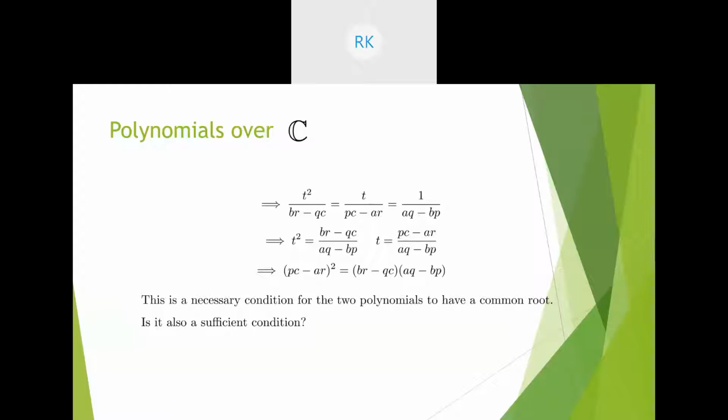So what do you think? Should it be a sufficient condition? Like just think about reversing the steps. I mean, how can you reverse the steps? Like from PC minus AR square equal to BR minus QC into AQ minus BP, how can you get this AT square plus BT plus C equal to 0 and PT square plus QT plus R equal to 0?